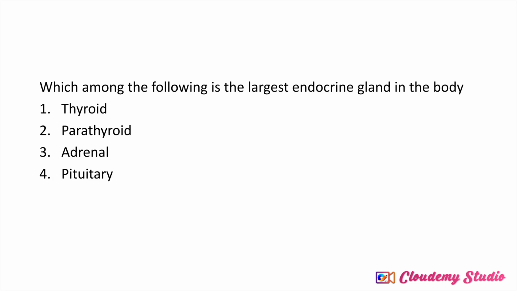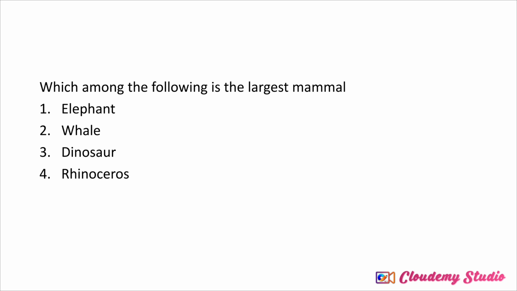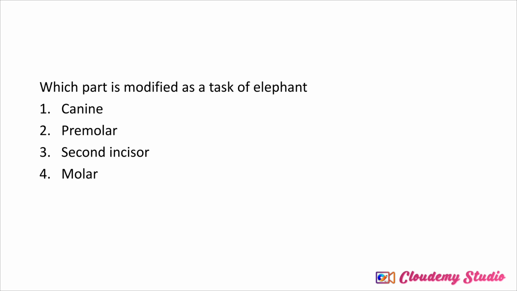Which among the following is the largest endocrine gland in the body? Thyroid, parathyroid, adrenal, pituitary. That is thyroid. Largest endocrine gland, thyroid. Which among the following is the largest mammal? Elephant, whale, dinosaur. Of course, whale. Next. Which part is modified as the tusk of elephant? Canine, premolar, second incisor, molar. Of course, second incisor. So this was the last slide of this video.